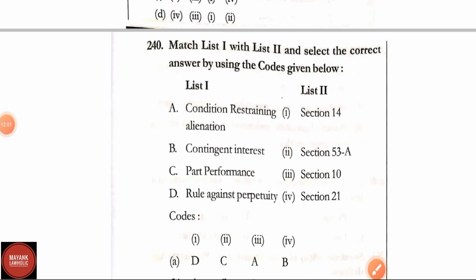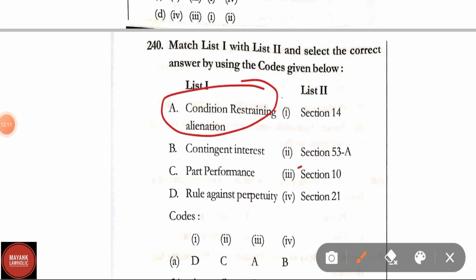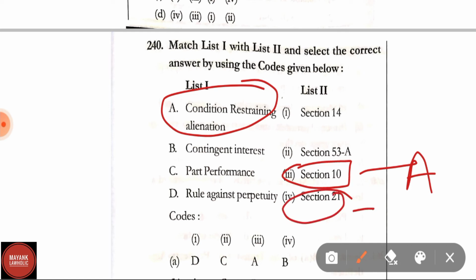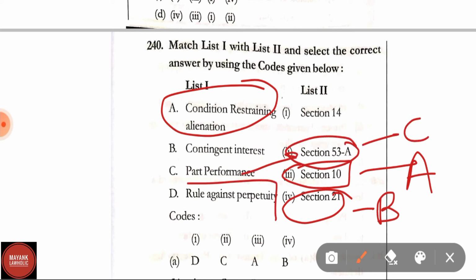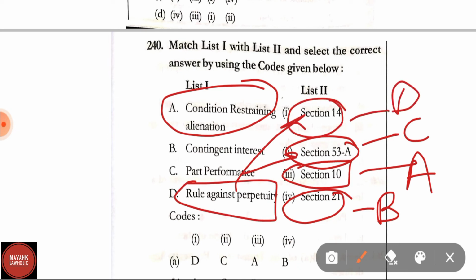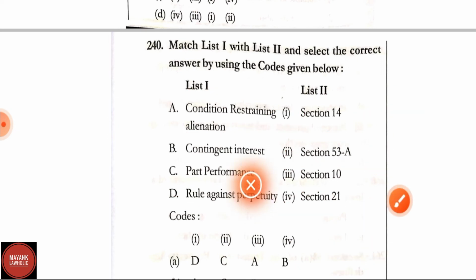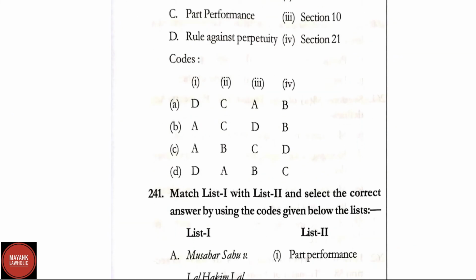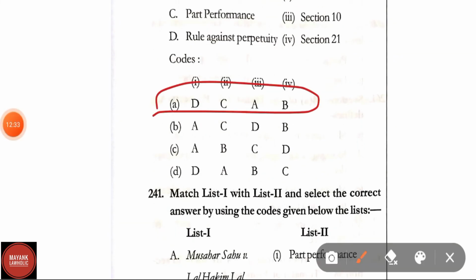Question number 240. List 1 and list 2. Condition restraining alienation, this we have already discussed, section 10. Contingent interest, section 21. Part performance, section 53A. Rule against perpetuity, section 14. By going through these matches, the correct code here will be option A.